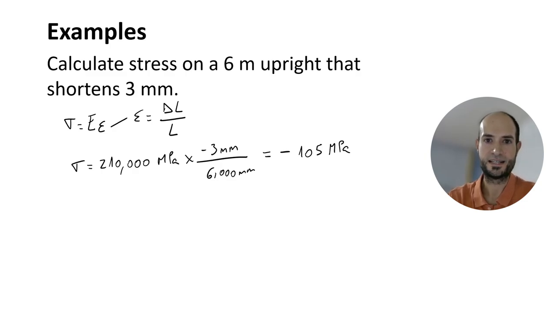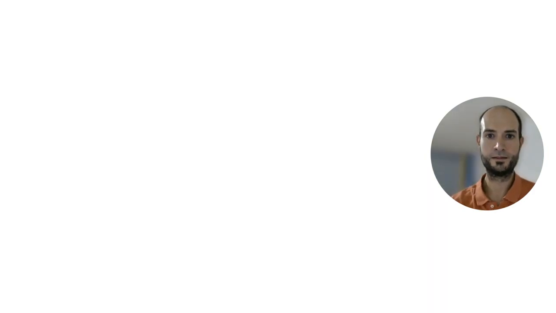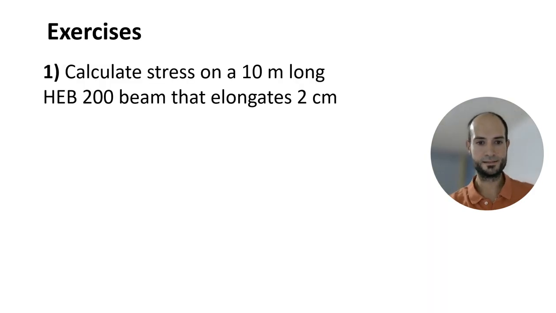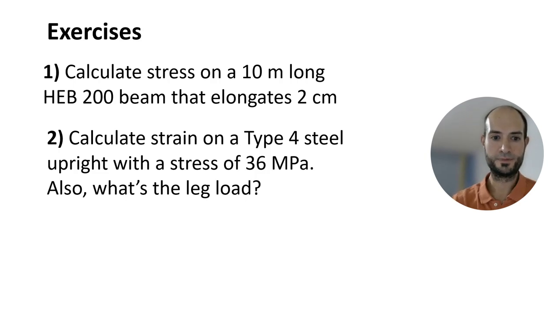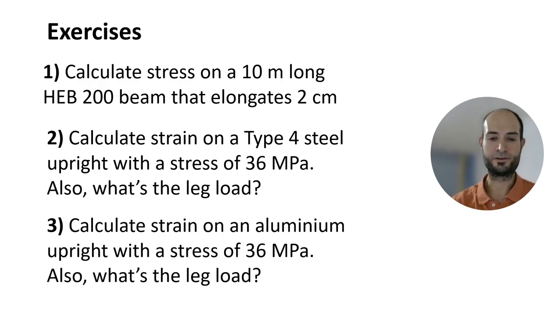And now three exercises so you can practice at home. Number one, calculate stress on a 10 meter long HEB 200 beam that elongates 2 centimeters. Really, that's a steel beam. Number two, calculate strain on a type 4 steel upright with a stress of 36 megapascals. Also, what's the leg load? Number three, calculate strain on an aluminium upright with a stress of 36 megapascals. Also, what's the leg load?